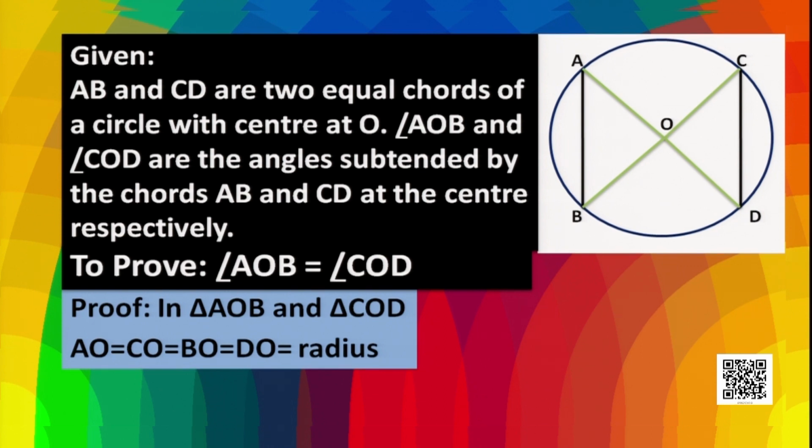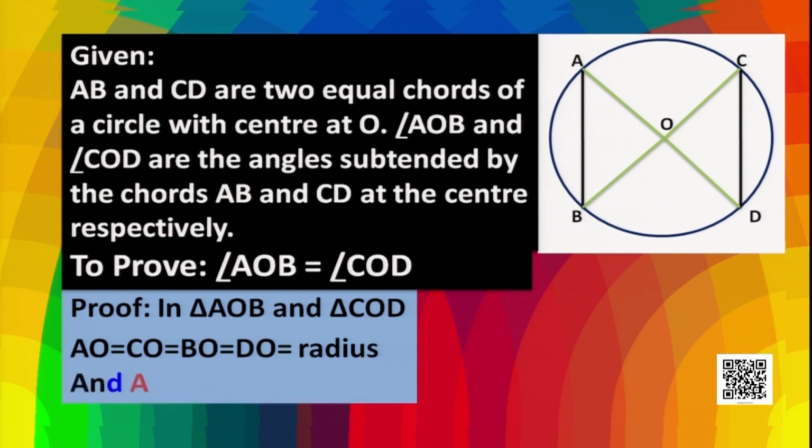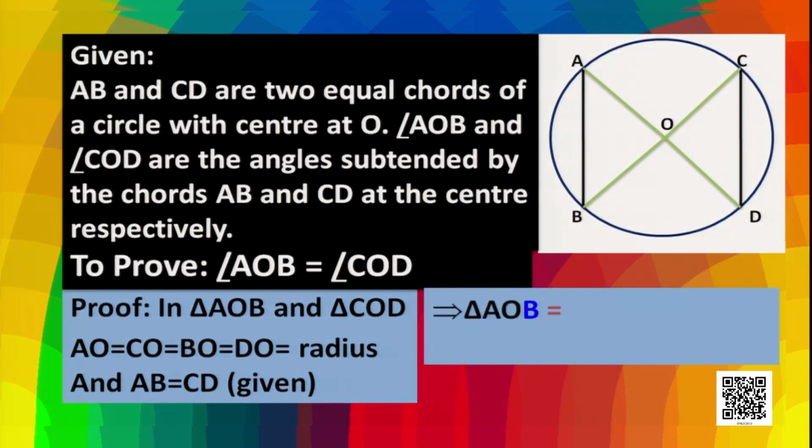And again, what else is given? We have AB equal to CD, as they are two equal chords. So here the two triangles are congruent by side congruency. As the two triangles are congruent, their corresponding parts are also equal.